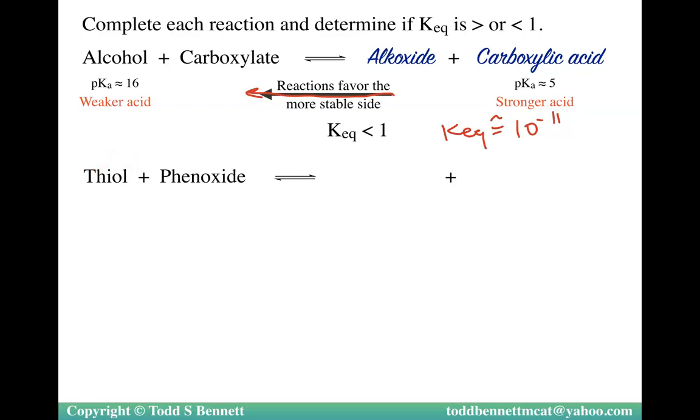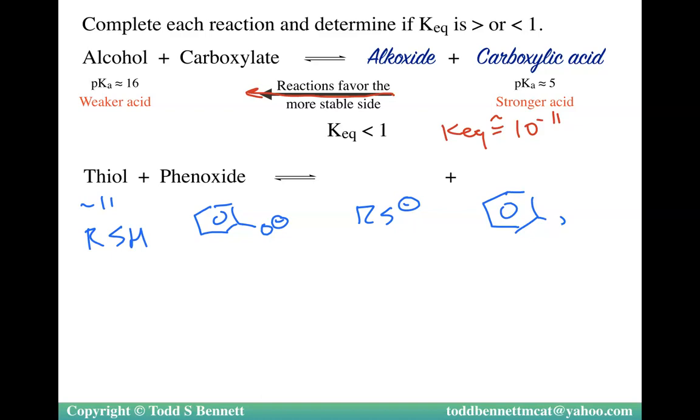Thiol and phenoxy. So phenoxide. RSH, which is around 11. Phenoxide is a phenol that's been deprotonated. Let me be a little more specific with my bonds. That means over here we're going to get an RS minus, and we're going to get the phenol. Phenol, I know, has a pKa of around 10.